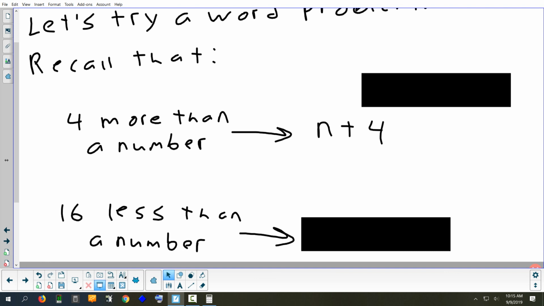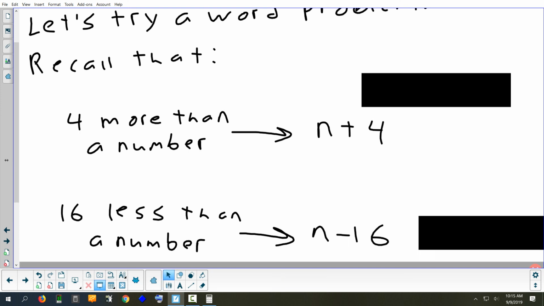How about 16 less than a number? Now you got to be careful. When you have less than, you've got to be careful of the order. If you're stuck, pretend like it said 16 less than 20. So think in your head, what's 16 less than 20? And then think of what you would do to figure that out. If somebody didn't understand, you say, oh, you do this minus this. Yeah, Patriot? N minus 16. N minus 16. Let's check.